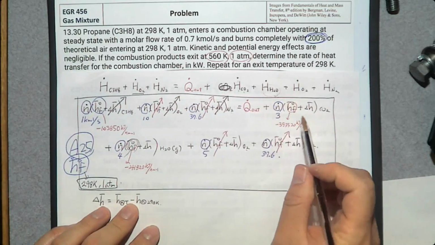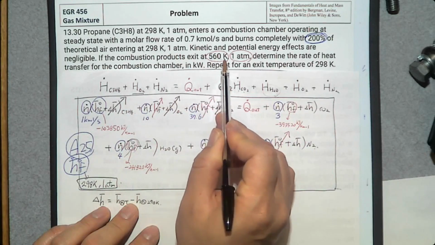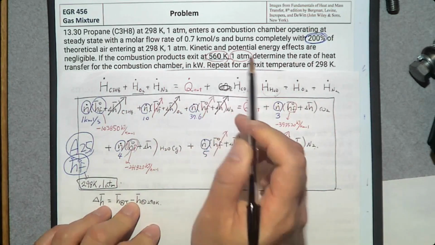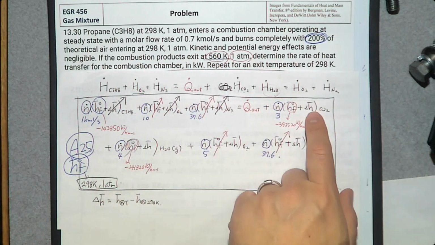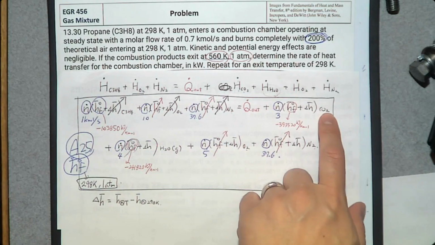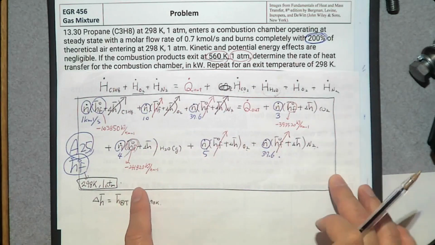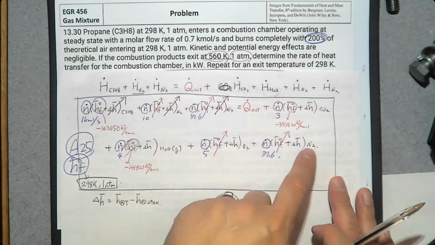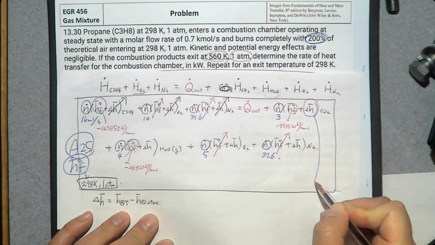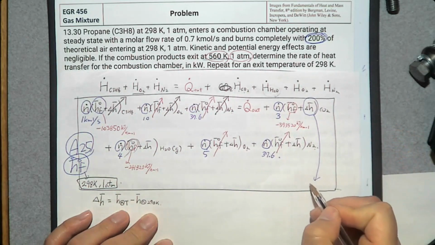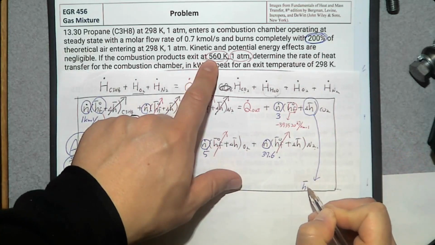What about at the exit? Exit is at 560. So that is different from this number. So we need to determine delta H bar of the carbon dioxide because the temperature is higher than the standard temperature, and also water, oxygen, and nitrogen. So starting with carbon dioxide first. So this one can be determined by H bar at the given temperature.